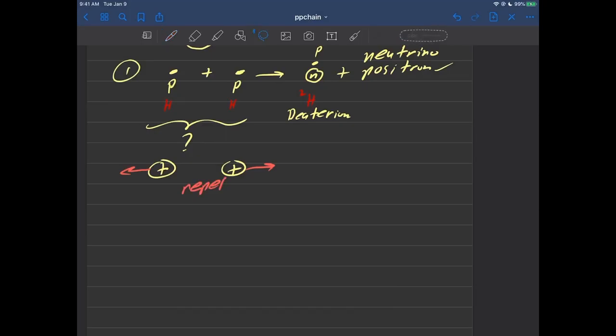So the question then is, if these two want to always repel each other, how is it that they're coming together? It seems like the closer and closer they get, the more and more they want to get away from each other, and that in fact is true. So how is it that they're able to come together in the sun? Well, let me show you in this simulation over here now.